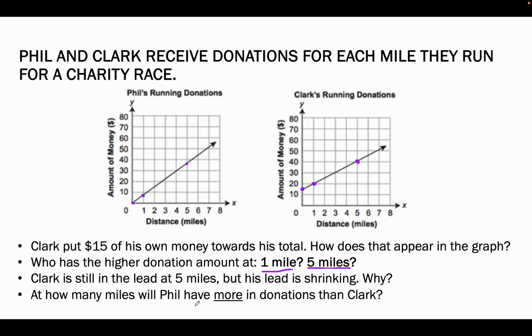And at how many miles will Phil have more in donations than Clark? It appears as though at about 7 miles they are pretty much equal. So after 7 miles, at about 8 miles, Phil will now have more than Clark.